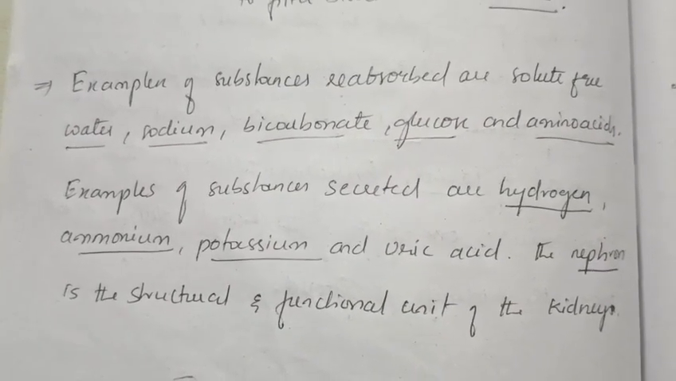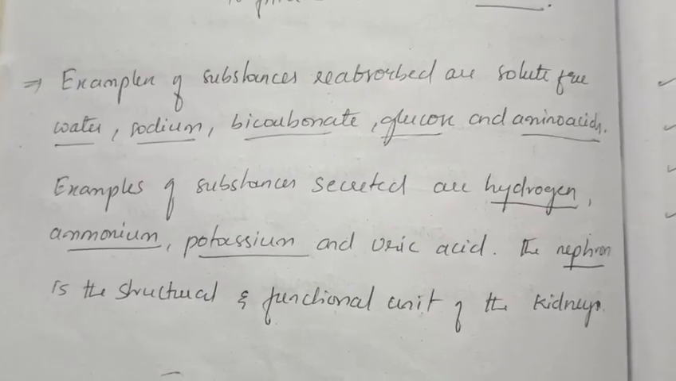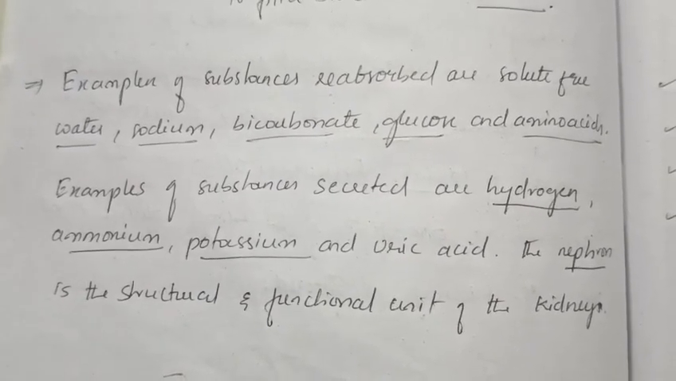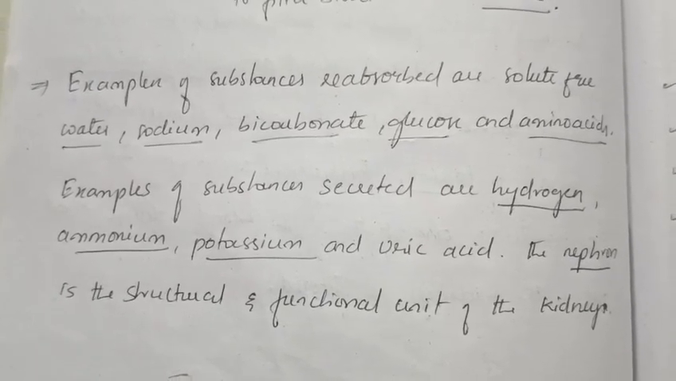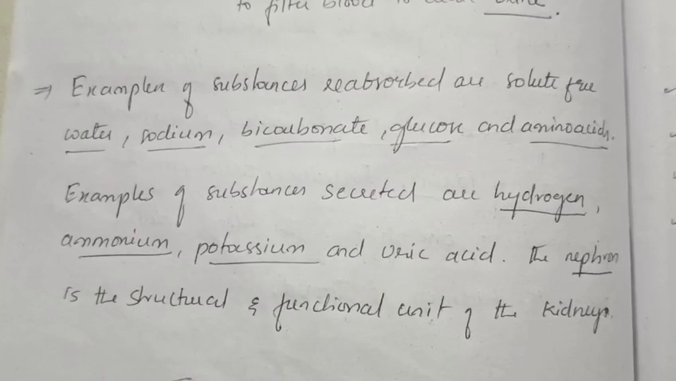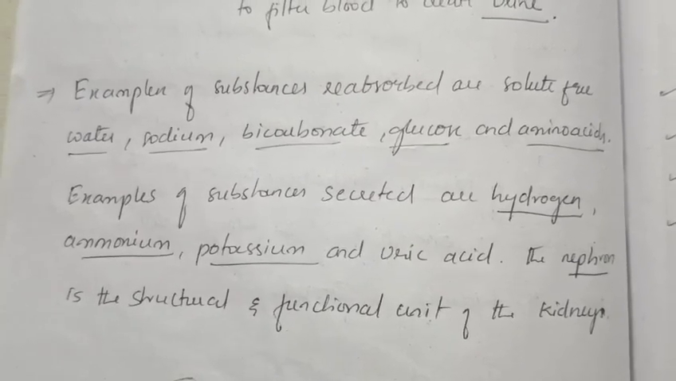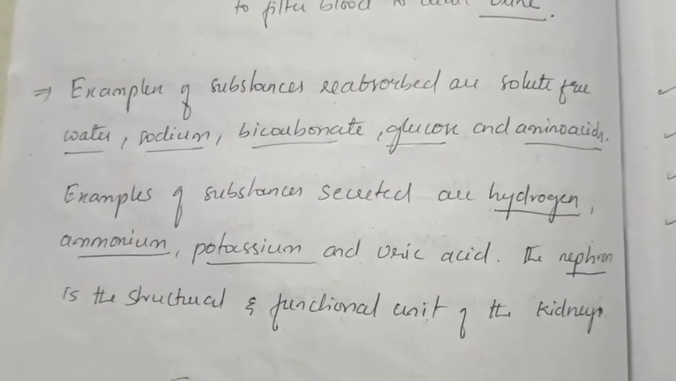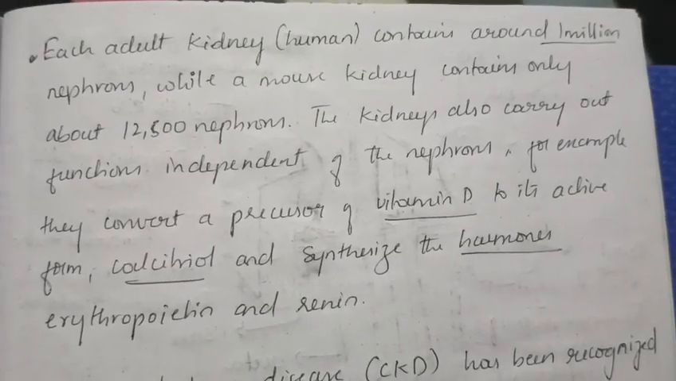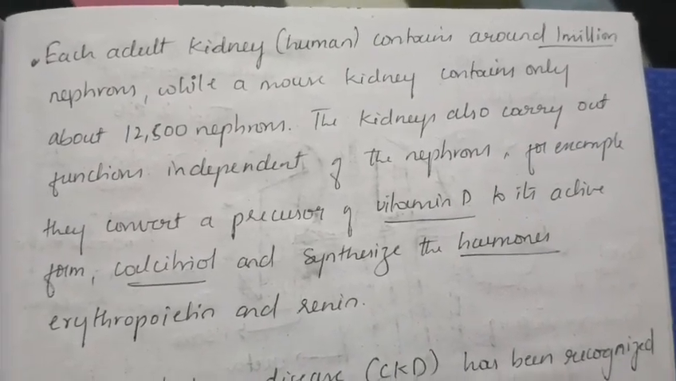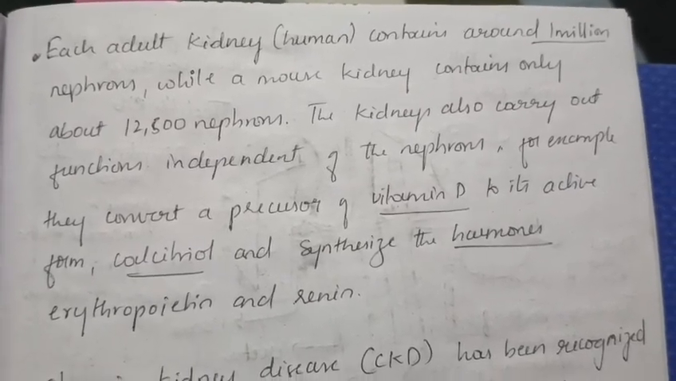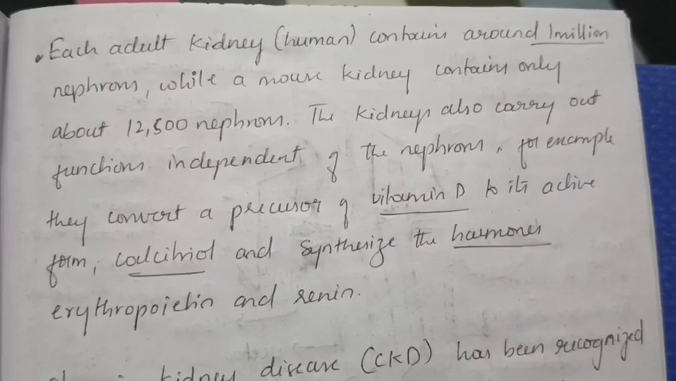Examples of substances reabsorbed are solute-free water, sodium, bicarbonate, glucose, and amino acids. Examples of substances secreted are hydrogen, ammonium, potassium, and uric acid. The nephron is the structural and functional unit of the kidney. Each adult human kidney contains about 1 million nephrons, while a mouse kidney contains only about 12,500 nephrons.